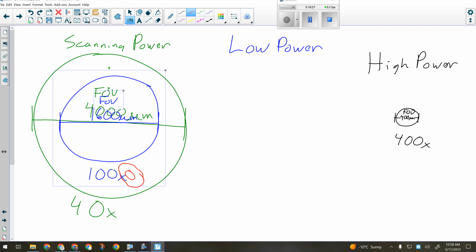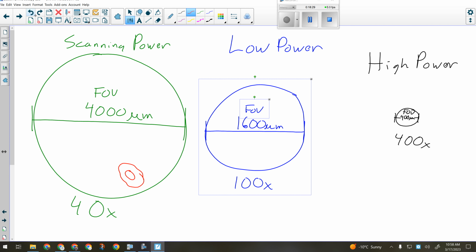So before I go up to the next power, I want to take that specimen and move it to the middle of my field of view. Okay, now here's how I do that.